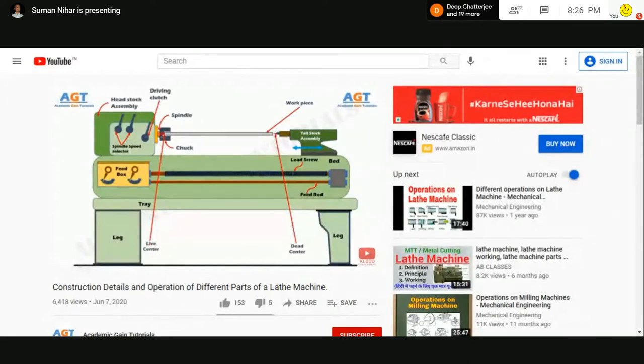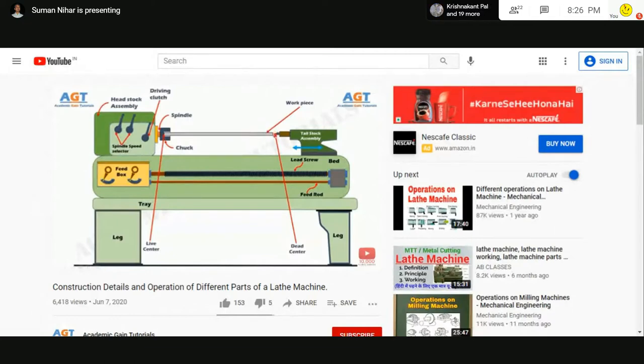Both live and dead centers have 60 degrees conical points to fit center holes in the circular job, the other end tapering to allow for good fitting into the spindles. The dead center can be mounted in ball bearing so that it rotates with the job, avoiding friction of the job with dead center, as it is important to hold heavy jobs.